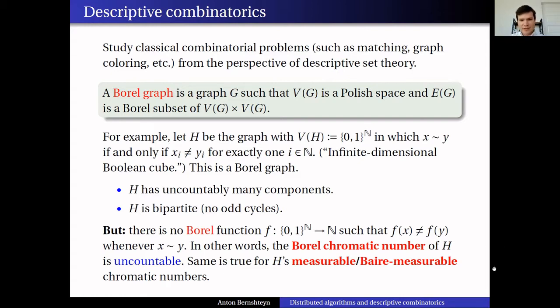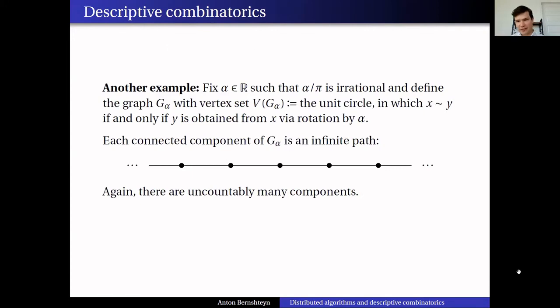Okay. So this is the typical descriptive combinatorics result. Let's see one more example of a slightly different flavor. Fix a real number alpha such that alpha over pi is irrational. You will see in a minute why I want alpha over pi to be irrational. And let's define a corresponding graph G_alpha as follows. The vertex set is just going to be the unit circle. So every point on the circle is a vertex of this graph. And I'm going to put an edge between the vertex x and the vertex y if y is obtained from x by rotating the circle by an angle alpha.